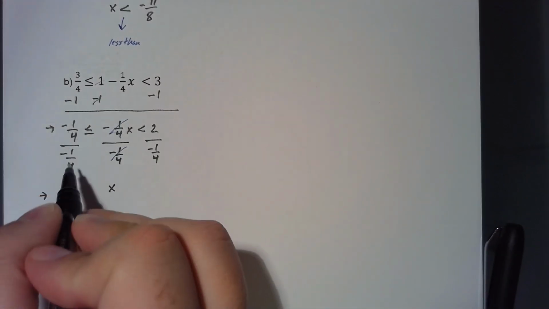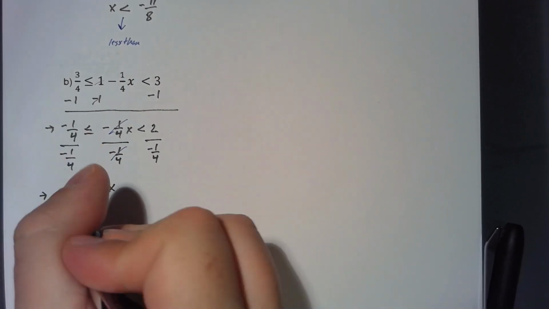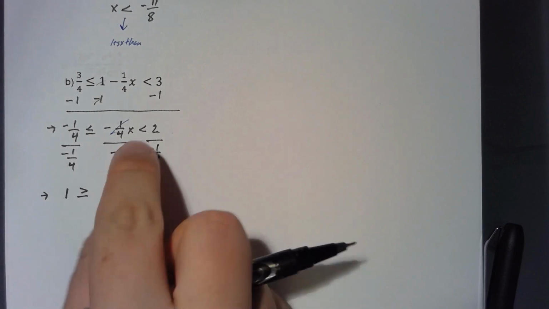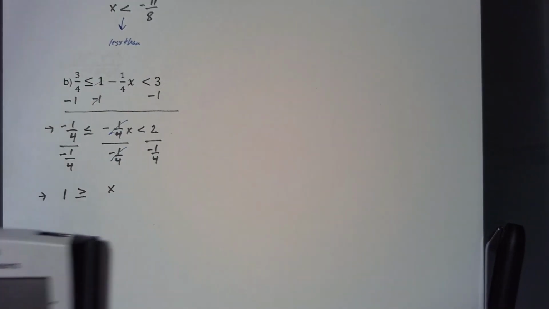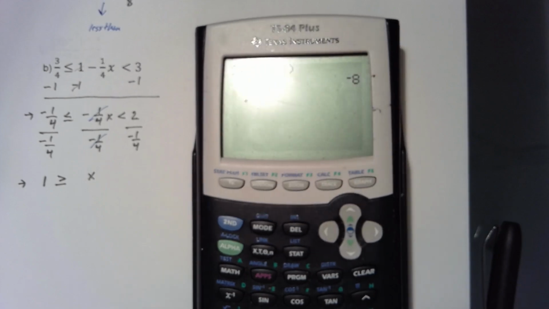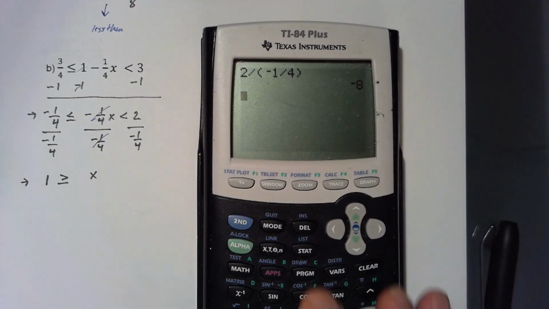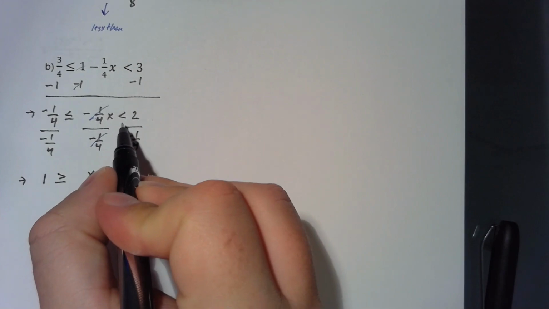So negative 1/4 over itself is 1. This less than or equal to becomes greater than or equal to. 2 over negative 1/4, well, that's the same thing as 2 times negative 4, which is negative 8. Or you could just type it in your calculator, whatever you want to do. 2 divided by parenthesis negative 1 over 4, close parenthesis, is negative 8. Right? So that's going to be negative 8. And this is going to flip.